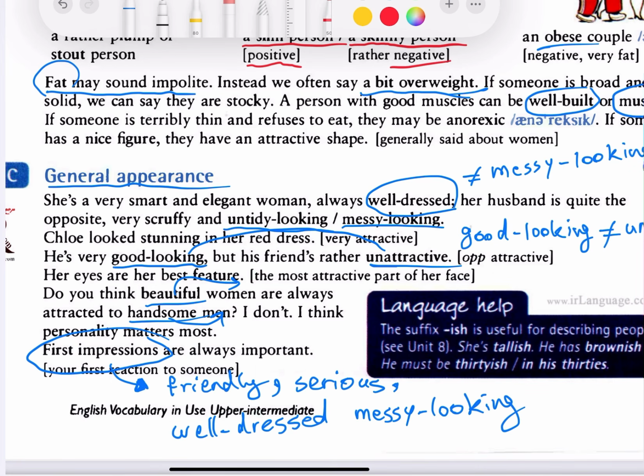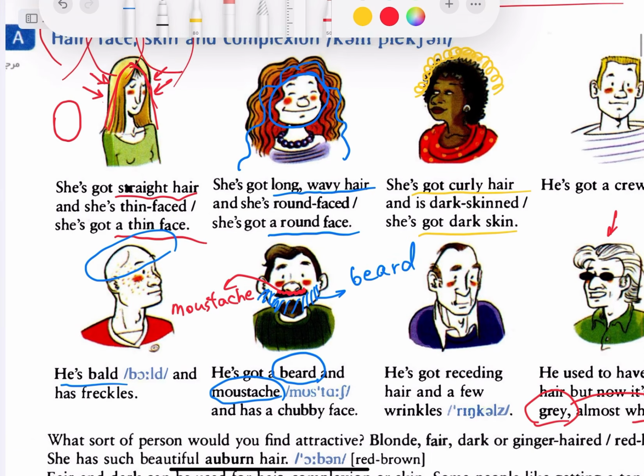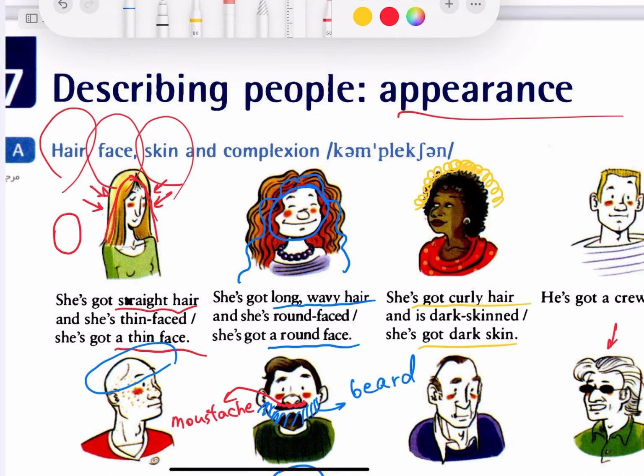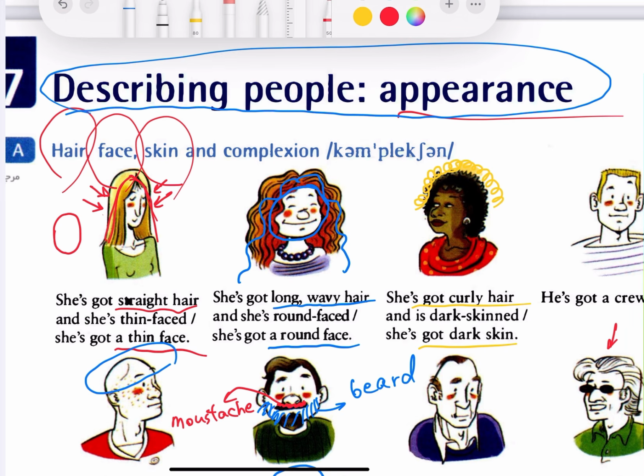So in today's lesson, we learned how we describe people, how we describe appearance.